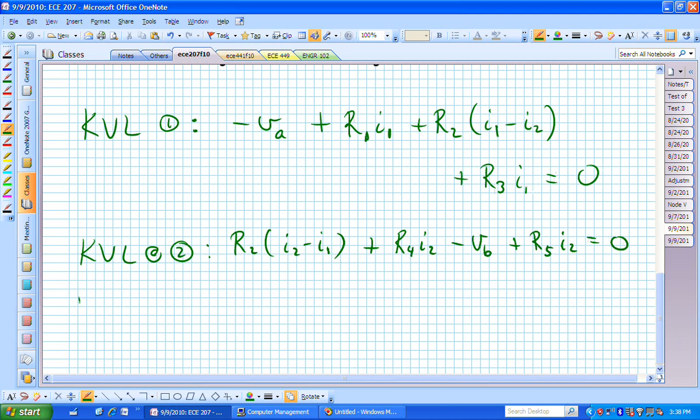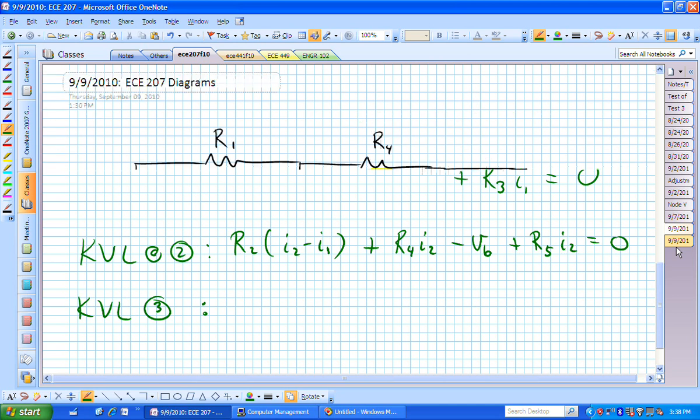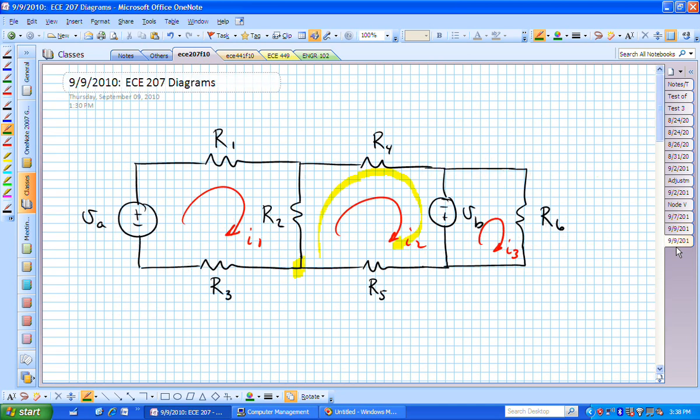Then I have the last equation, KVL at 3. Now I have a voltage source to worry about and one resistor. There's only one current going through that resistor. That voltage drop should be easy from top to bottom. That will be R sub 6 times I sub 3.